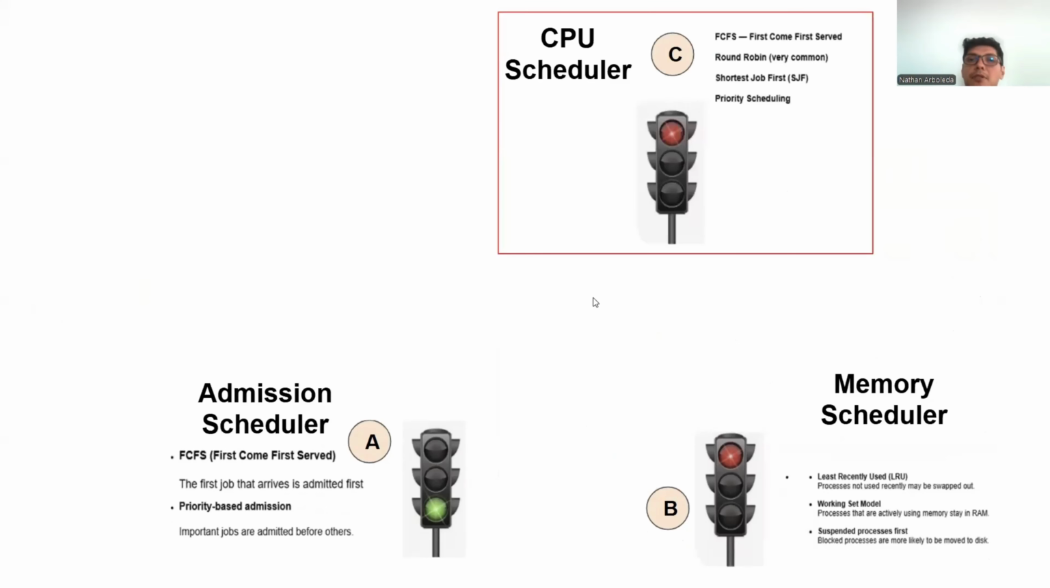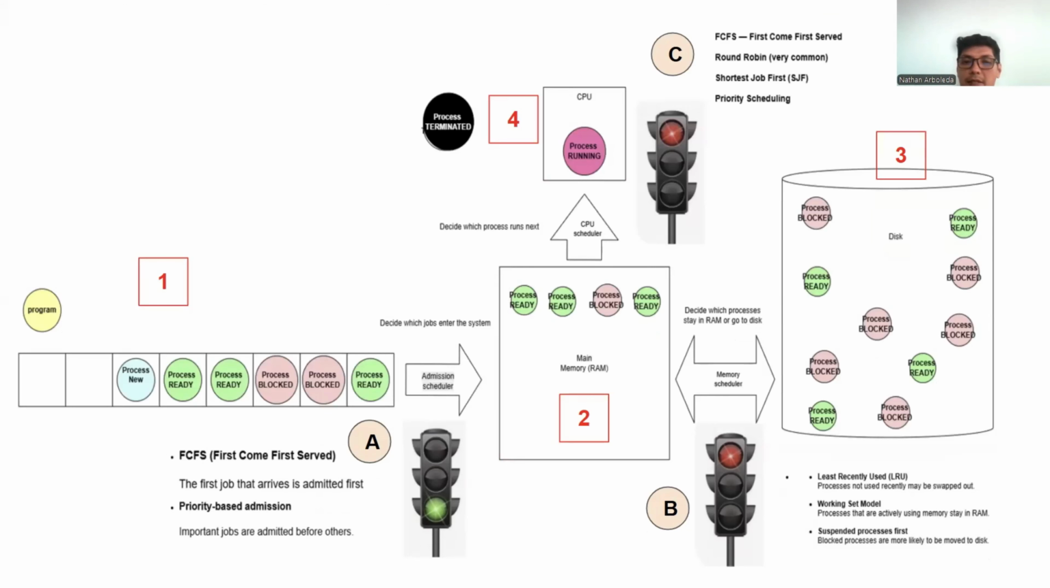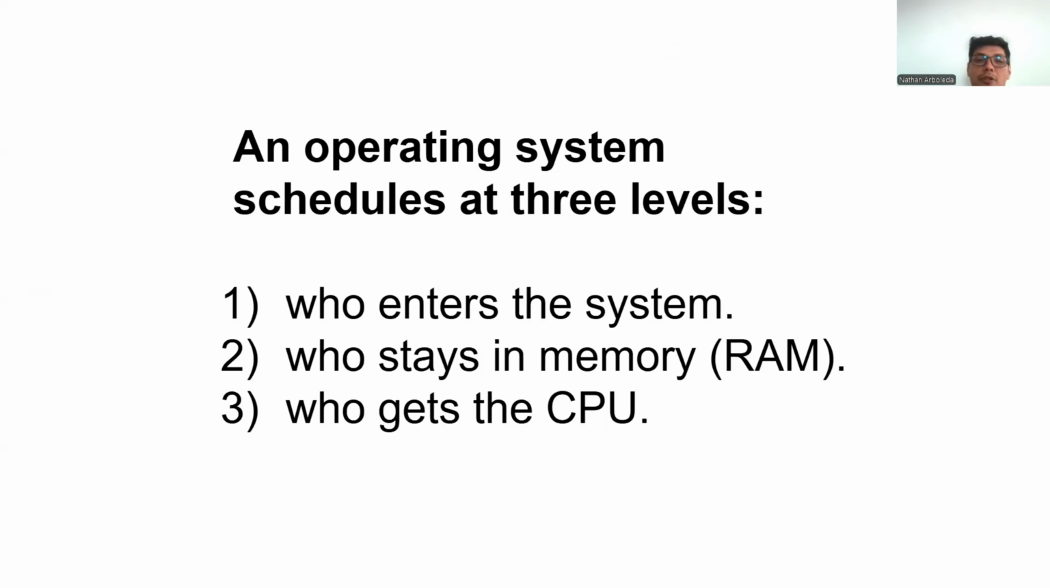Next, we have the CPU scheduler. Algorithms for this scheduler are first come, first served, round robin, shortest job first, and priority scheduling. And now when processes are in the memory RAM, stoplight C is in charge of who goes into the CPU. And once again, the state changes, for example, from process ready to process running. And the CPU, number 4, is in charge of that. Finally, the last step is process terminated. To have these words in mind, an operating system schedules at 3 levels. Who enters the system? Who stays in memory RAM? Who gets the CPU?